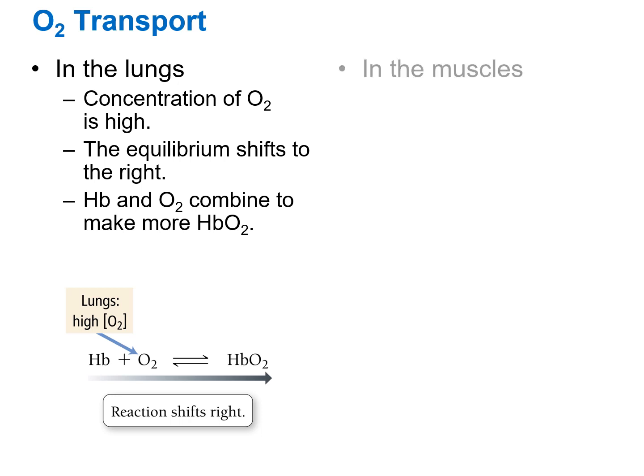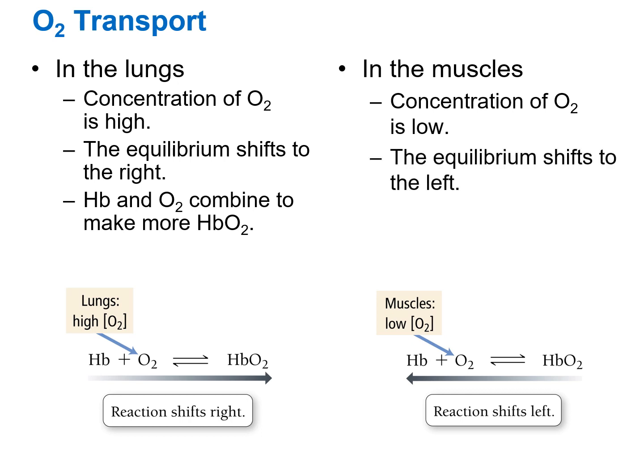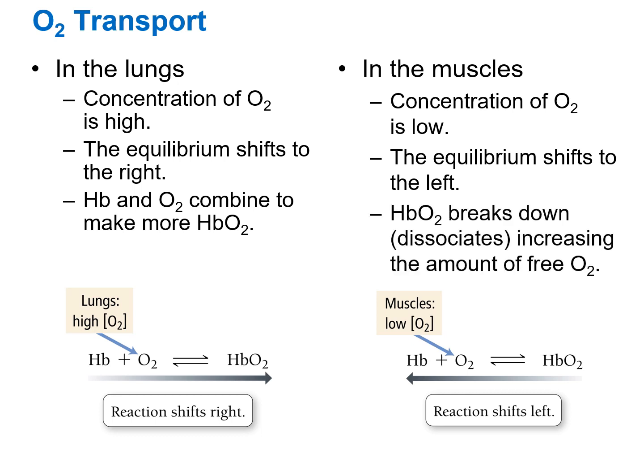Now, what happens in the tissues? Well, something different happens in the tissues because now we're offloading oxygen. That's how we explain the concentration of oxygen being low. And when that happens in the blood, the equilibrium is going to now shift to the left in favor of the formation of the reactants. And this is going to be what favors oxygen leaving the bloodstream and going out into the tissues. So that means that our hemoglobin is going to break down and result in this free oxygen, which can now go out into the tissues.